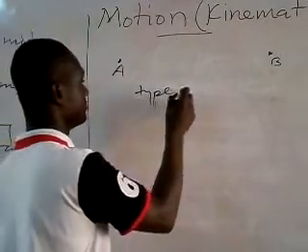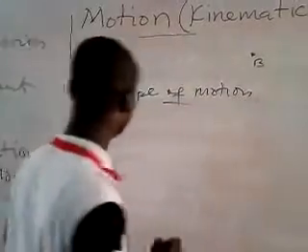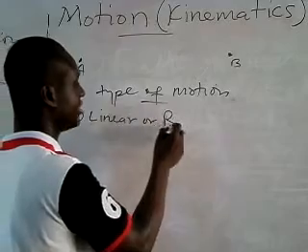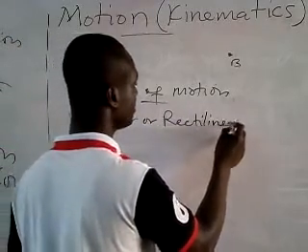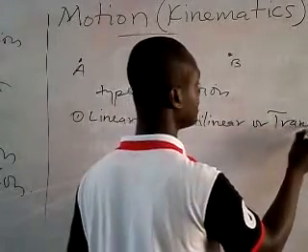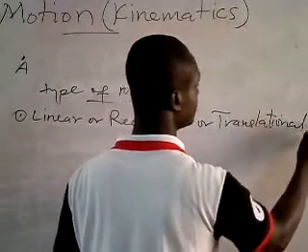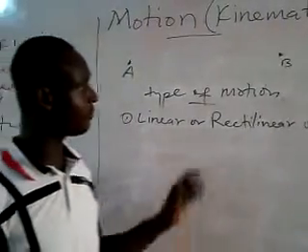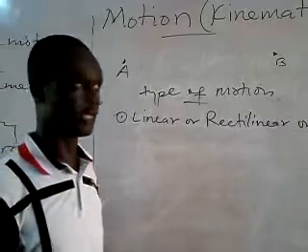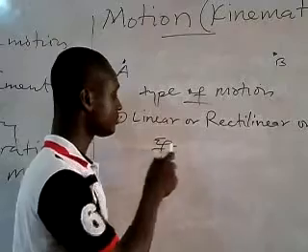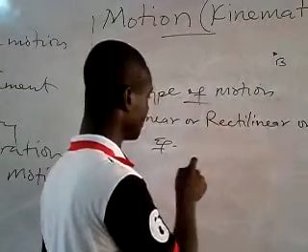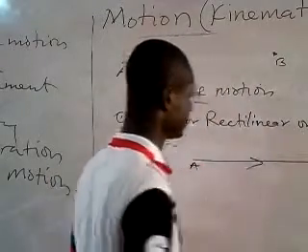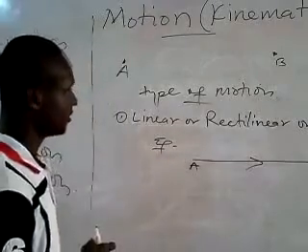Now let's talk about types of motion. We have one, linear motion. Linear, or what we call rectilinear motion, which is the same as translational motion. When we say linear motion, it's a type of motion on a straight line. Motion along a straight line is called linear motion. For example, if a car moves on a straight line from station A to station C, provided the motion takes place on a straight line, we call it linear motion.